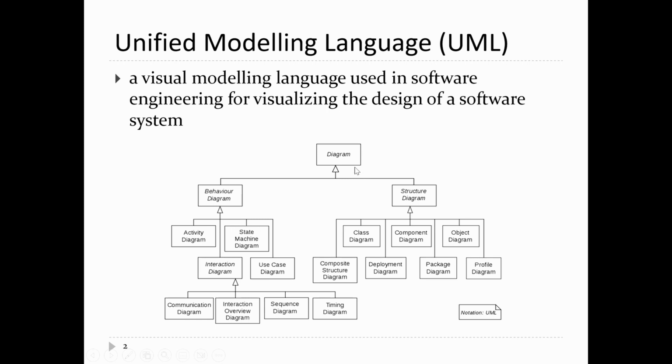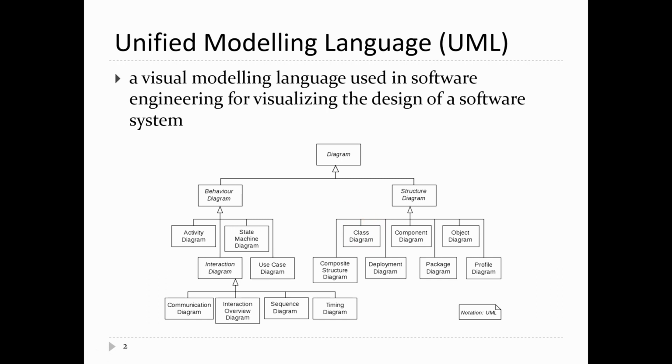Right? So you can see that at the top of this hierarchy is something called the diagram. So all UML diagrams are diagrams. You can have a behavior diagram, so that describes how your program or elements of your program behave. And then you can have a structure diagram, so that describes the structure of your program or elements of your program. The only thing we're really interested in is this thing here, the class diagram. And you can see there's lots and lots of other diagrams that can be used.